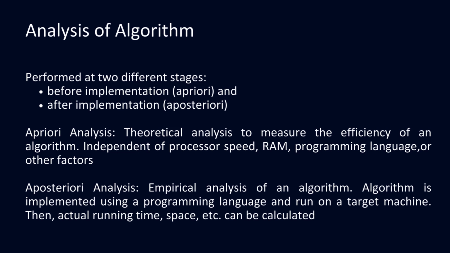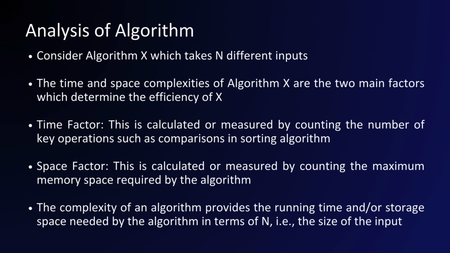For example, if the input to the algorithm is an array of size n, then through a priori analysis we can derive the running time or space taken by the algorithm in terms of n, that is n or n square or n cube or log n, etc. The expressions that we derive are called time complexity and space complexity of an algorithm. To summarize, consider an algorithm takes n different inputs. Its efficiency is measured in terms of time complexity and space complexity, both of which are measured in terms of n. That is the number of inputs to the algorithm.